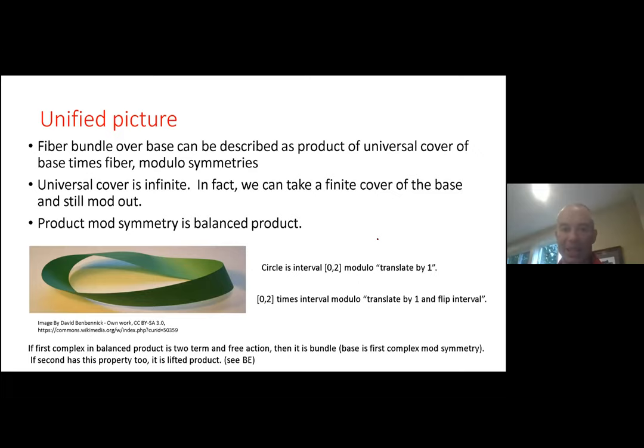So this concept of taking a product of two things and then modding out by some symmetry of the combined thing, this is what was the balanced product, the most general form. And then subject to some technical conditions that are described in this balanced product paper, in some cases the balanced products are bundles, although it may or may not be more useful to think of them as balanced products. And in some cases, with further restrictions, it's a lifted product. And different ones may be more general, and different ones may also be easier to think about.